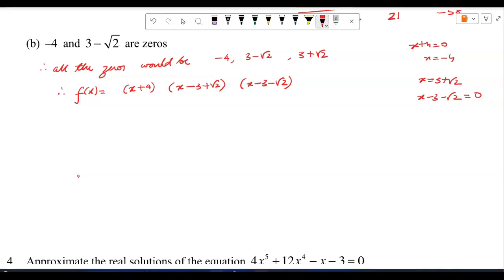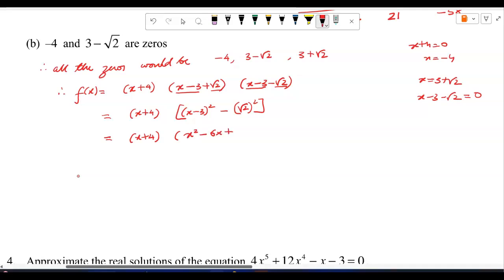Now you multiply it. Which two? The last two first. Why? Because you can see (a plus b) into (a minus b), so the middle term cancels. The (a plus b) times (a minus b) is a squared minus b squared, like (p plus q)(p minus q) is p squared minus q squared. So x plus 4 times, what is this? X squared minus 6x plus 9, and that's minus 2, square root of 2 squared.